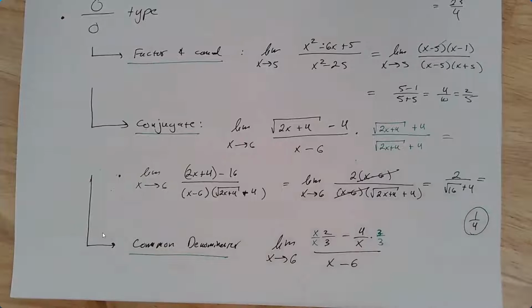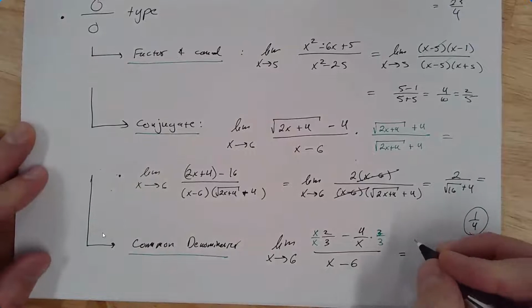Actually, you know what I do first? I check to make sure that I needed to do this. I would plug in 6 and see, oh yeah, I do get 0 over 0. I get 2/3 minus 4/6, which is 0, and I get 6 minus 6, which is 0. So it's always good to check that you actually need to do something like this before you start doing it.